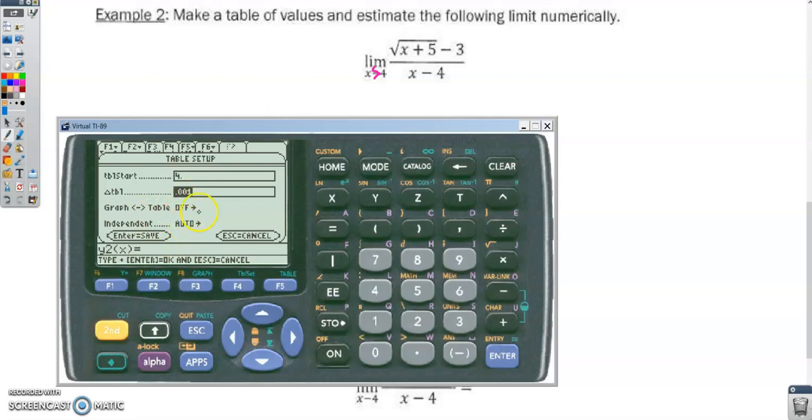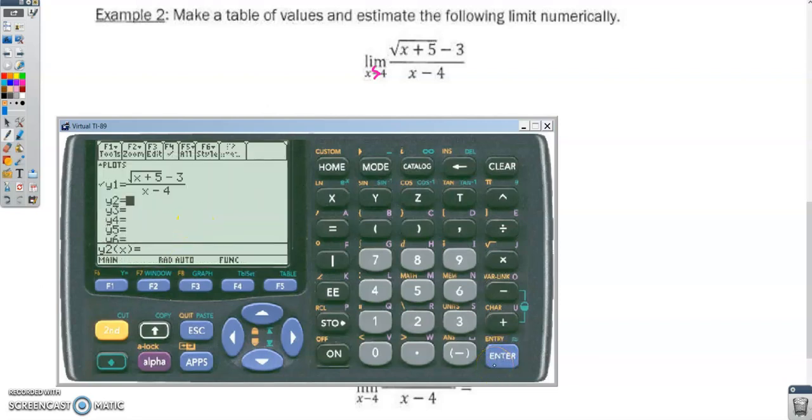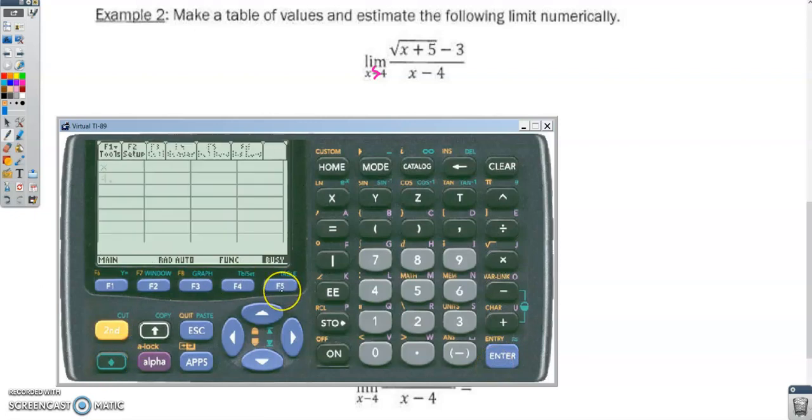Depending on what kind of calculator you have, you might see independent, dependent down here. You want both of those to be auto if you're on an 83 or 84 series. If you're on the 89 series like me, you want your independent to be auto. I'm going to hit enter to save that, and then go ahead and look at my table. You can find the table command above your top row as well.